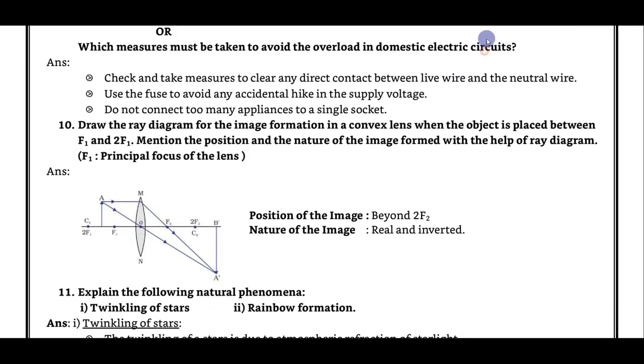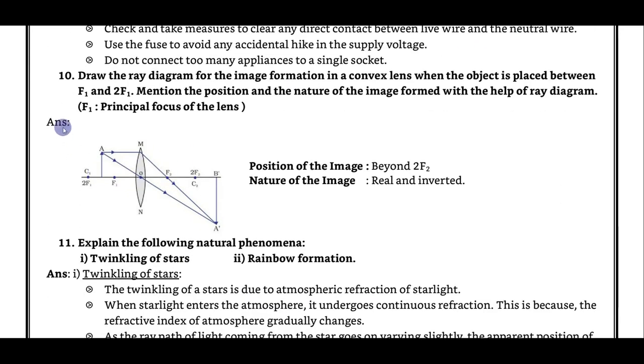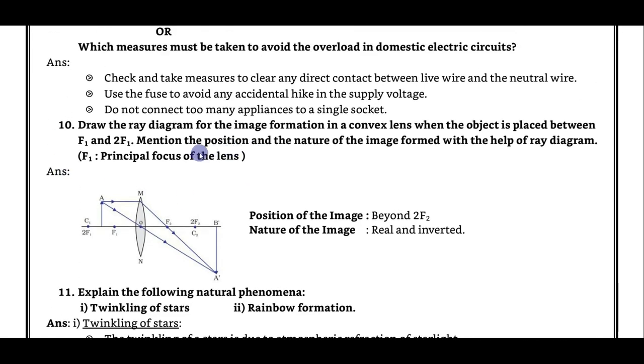Next question, ray diagram. Diagram for the image formation by a convex lens. When the object is placed between 2F1 and F1, the image is formed beyond 2F2. The image is real, inverted, and also enlarged.